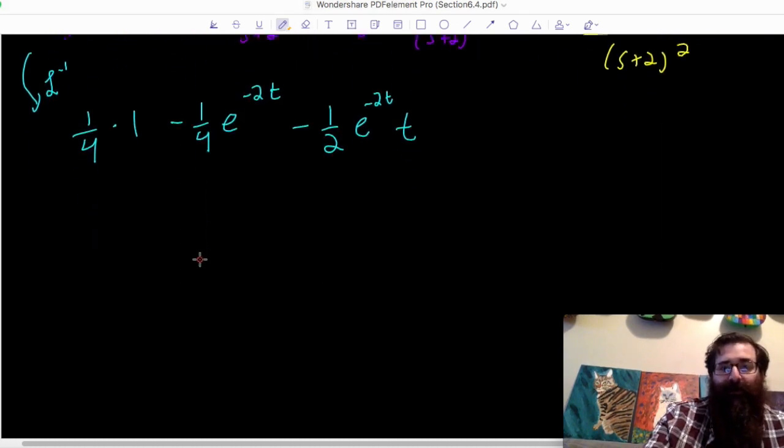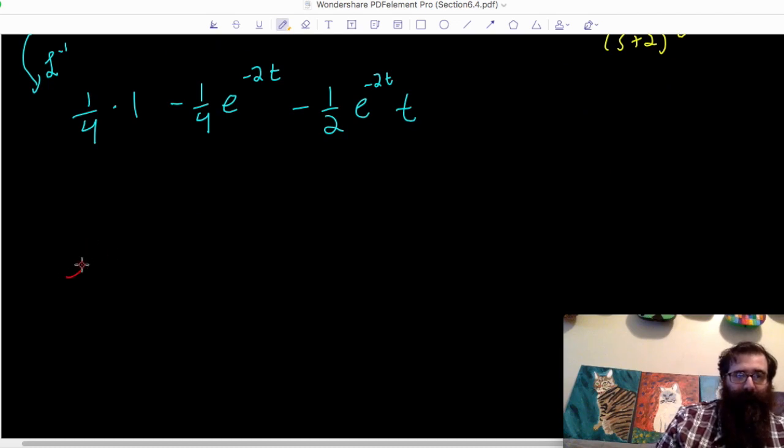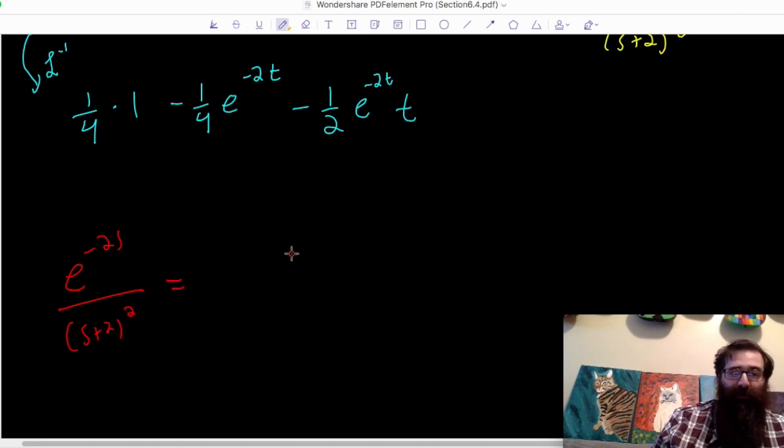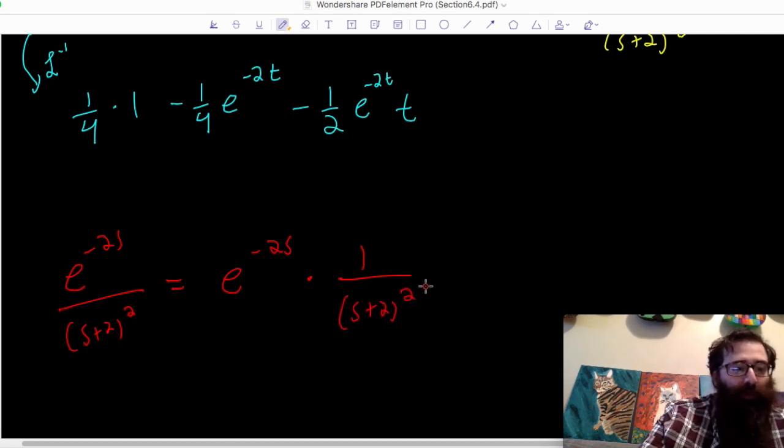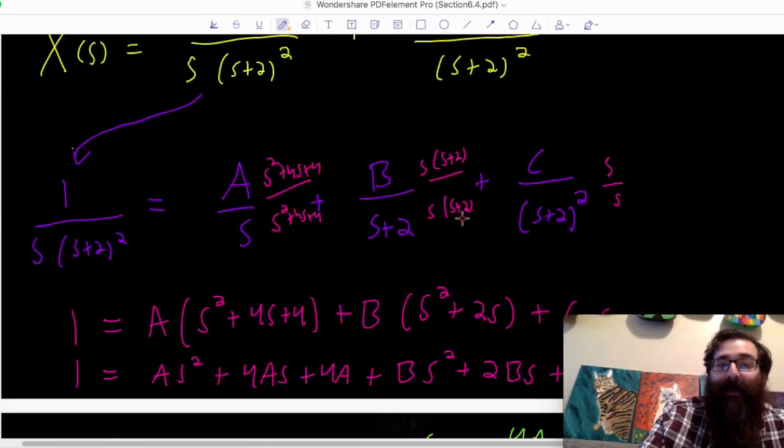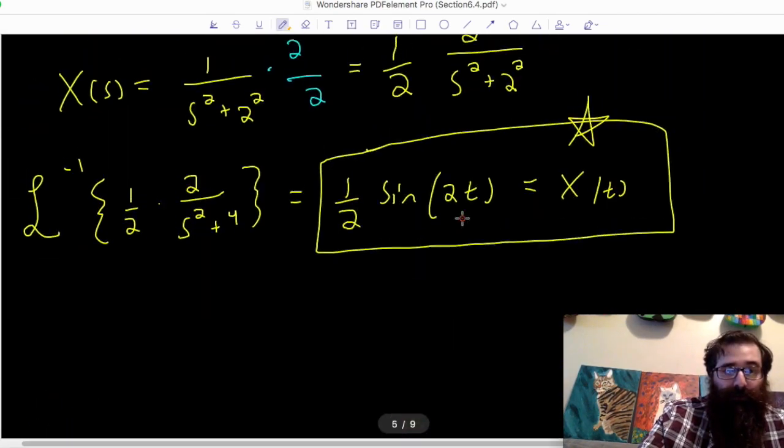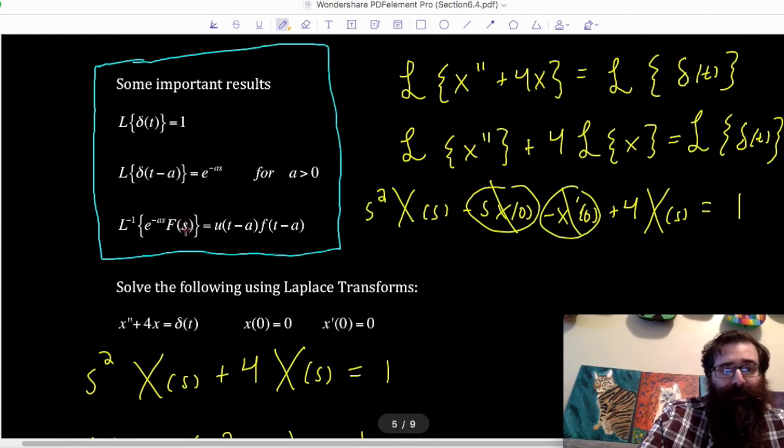So that was our e to the minus 2s divided by s plus 2 squared. And we're going to want to try to break this up into e to the minus 2s times 1 over s plus 2 squared. And we're going to work with a result that we mentioned earlier, but haven't really looked at yet, is this one here.